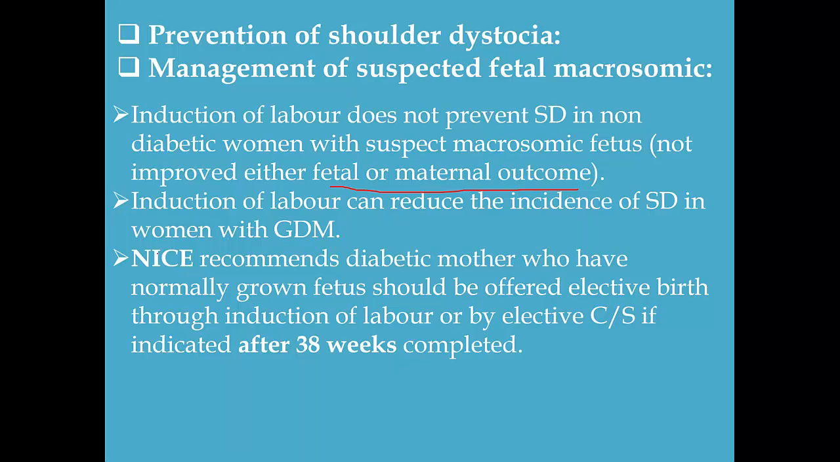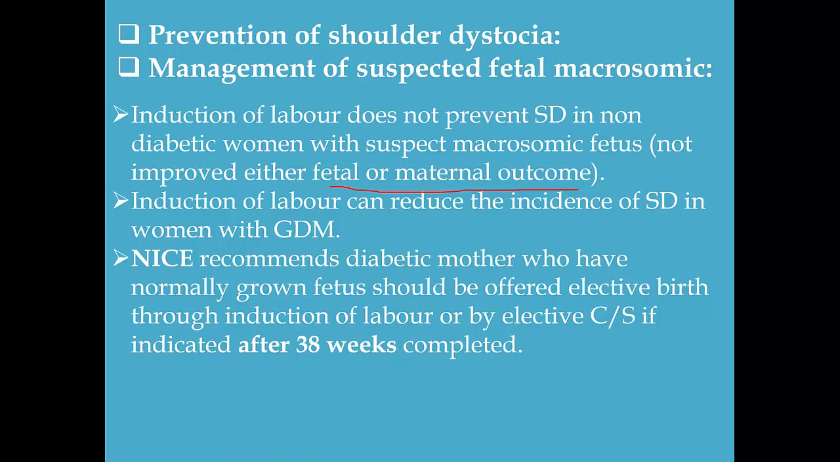And induction of labor can reduce the incidence of shoulder dystocia in women with gestational diabetes. So here is the difference between non-diabetic and diabetic mothers in the effect of induction of labor. Induction of labor has no role in preventing shoulder dystocia in non-diabetic women, but it can reduce the incidence of shoulder dystocia in gestational diabetes.